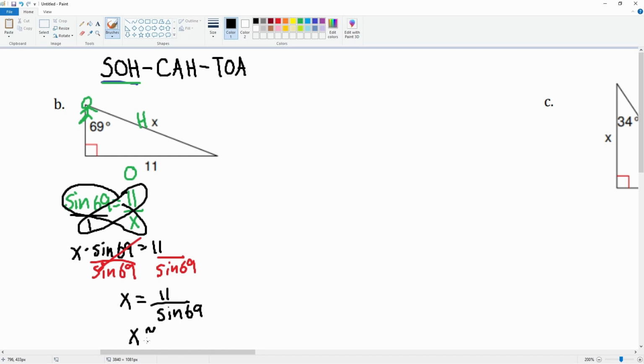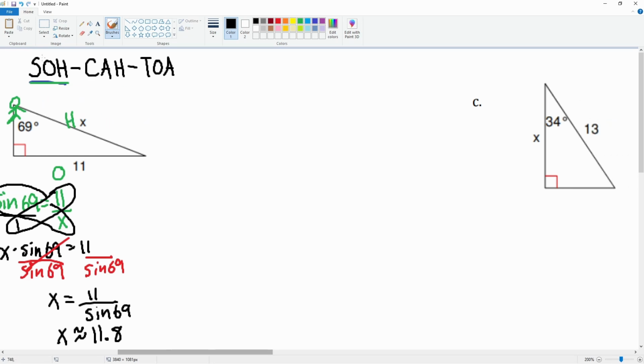You can approximate that by plugging it into the calculator. 11 divided by sine of 69 gets you 11.78, so you can round it to 11.8. Then we have the last one, which is C.